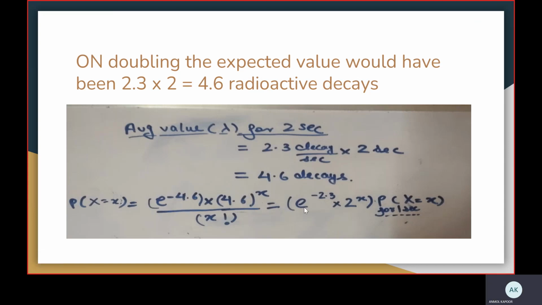So it is equal to e to the power minus 2.3 into 2 to the power x into the probability for 1 second observation. Therefore, we got that the ratio of both the probabilities, that is for 2 seconds and for 1 second period, has 2 to the power x as its term. So it is dependent on the value of radioactive decay.